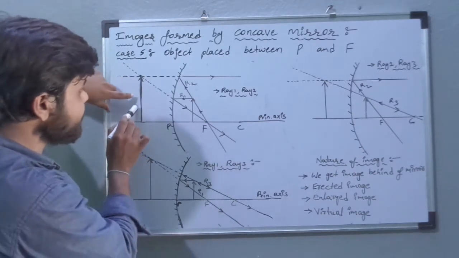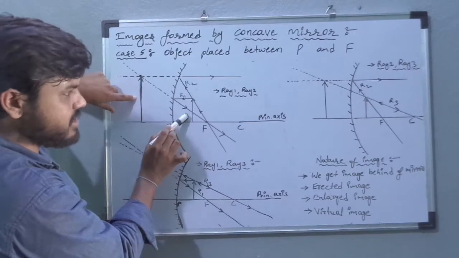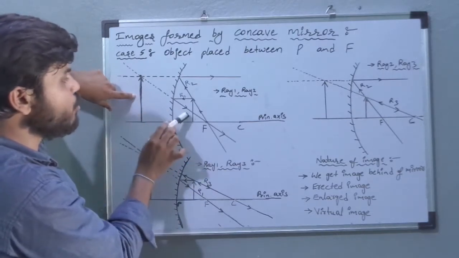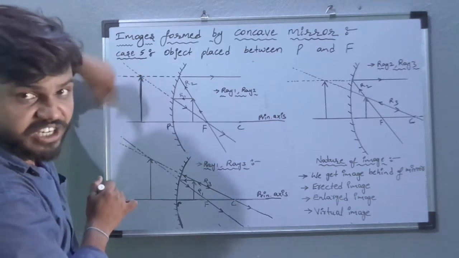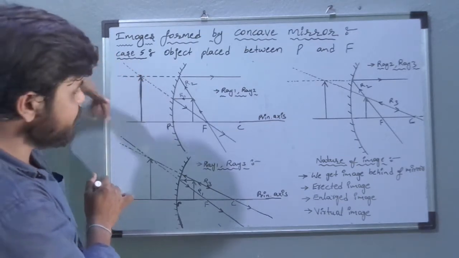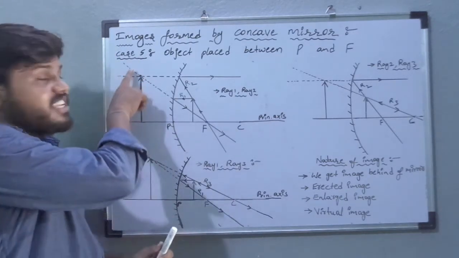So compare the sizes, image size and object size. This image size is more than the object size. So from this we can say we got an enlarged image. Okay, enlarged image we got. And it is an erected image.